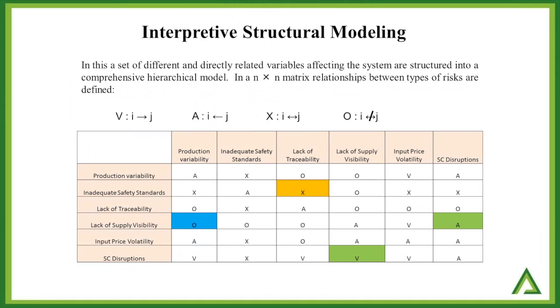And then X means it's a both-way relationship. Managers are not really sure. It can happen both ways. It's production variability and inadequate safety standards. Maybe because of inadequate safety standards, production variability happens. And because production variability happens all the time, maybe government has not really created adequate safety standards. So it can be both ways. And O means there is no relationship between the risks. They seem to be quite independent of each other.